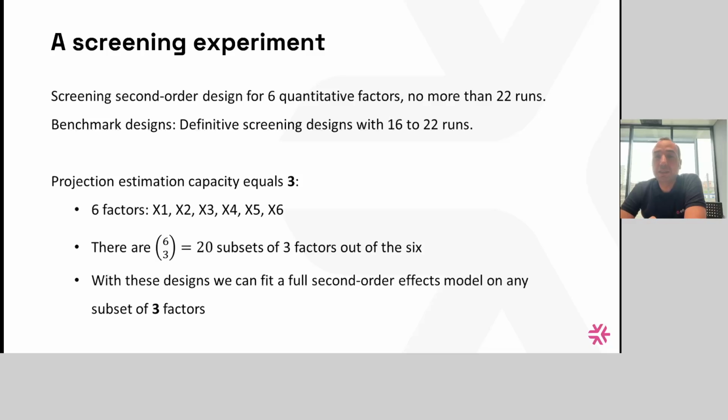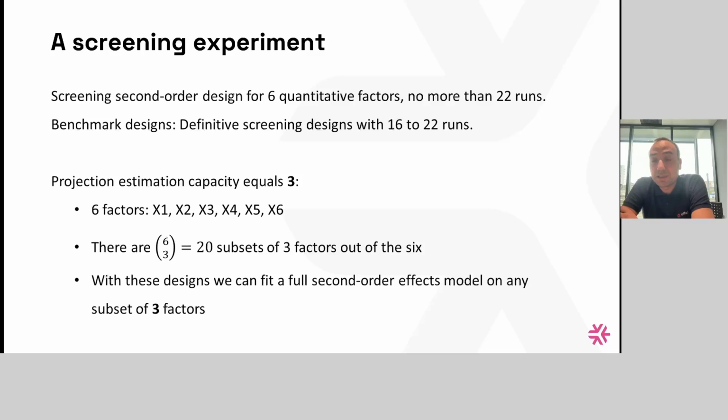So say that you need an experimental plan for 6 quantitative factors with no more than 22 runs. The benchmark designs in this case are the definitive screening designs with 16 to 22 runs. I want to have a few words about one of the quality attributes that we use to quantify the quality of an experimental design, which is the projection estimation capacity.